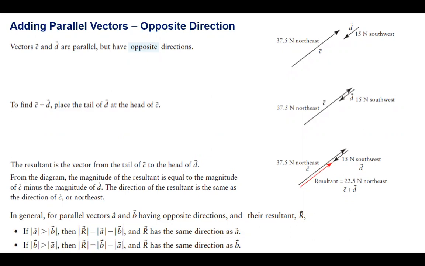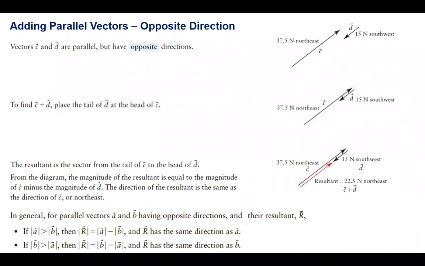So in general, for parallel vectors A and B having opposite directions and their resultant vector R, we have the following relationship. If the magnitude of vector A is larger than the magnitude of vector B, then the magnitude of vector R equals the magnitude of vector A minus the magnitude of vector B. And R has the same direction as A, right?